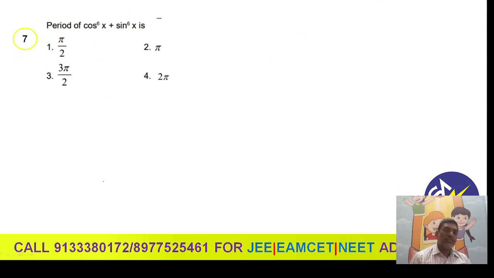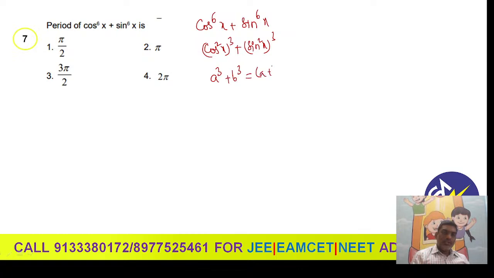Next, question number 7. What is question number 7? Cos to the power of 6x plus sin to the power of 6x. Let us try to simplify this. Cos to the power of 6x is nothing but cos square x whole cube. Sin to the power of 6x is nothing but sin square x whole cube. We can use the formula a cube plus b cube equals a plus b whole cube minus 3ab of a plus b.